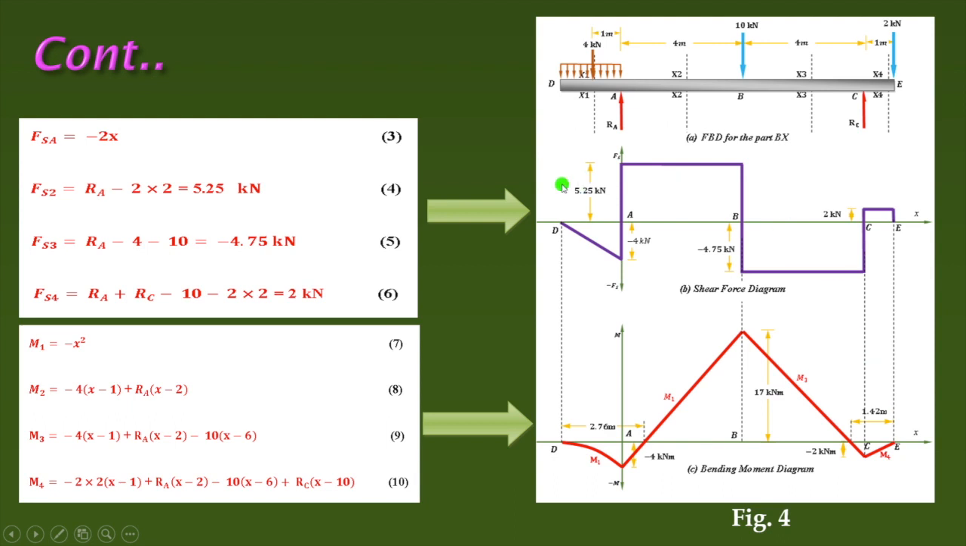Notice one thing from here, that at the free end, the shear force is 0 and the bending moment here also finally at the free end is 0. No shear force is there at the free end, and no bending moment is there either.